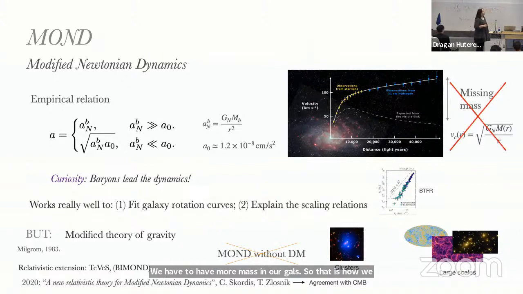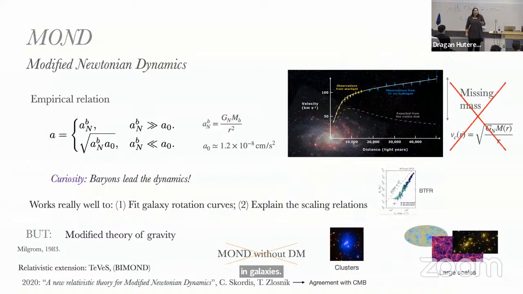However, one can say, maybe this formula is wrong. Maybe Newtonian dynamics works where we measure it quite well, but in galaxies we have to modify this law. And this is the idea about MOND. But there are a few types of MOND. So there's the empirical relation. Milgrom in 1983 proposed an empirical relation for how gravity works at different scales.